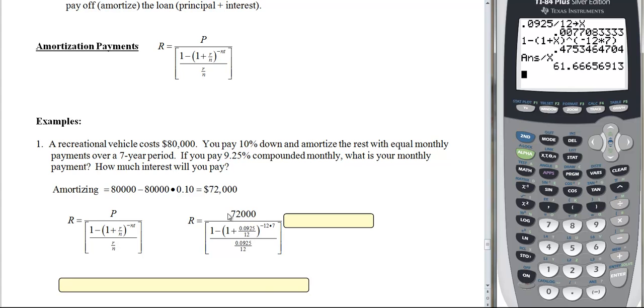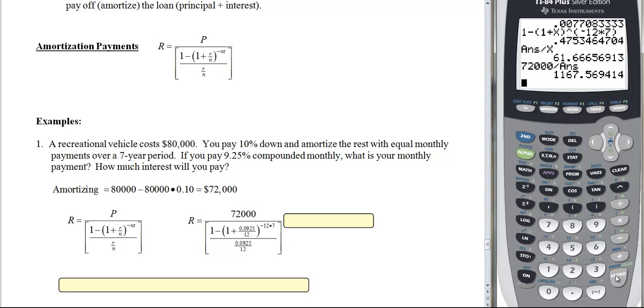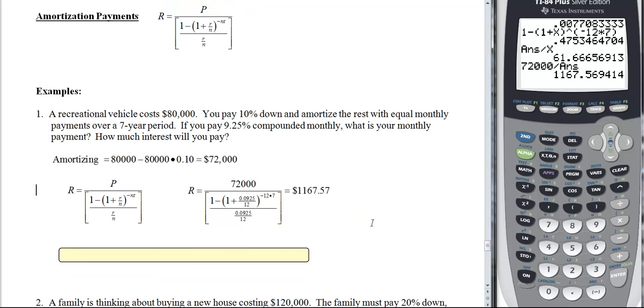I need to divide 72,000 by that number. So 72,000 divide by second answer. Remember, I said you can either type it in or do the second answer thing. So we're going to have to pay $1,167.57 to amortize this loan.